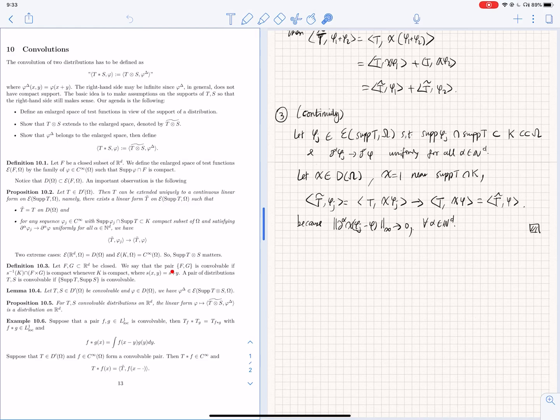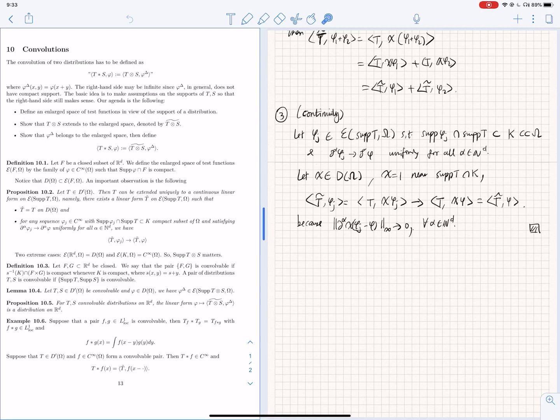Okay, it's a function of two variables. So this is a typo. This should be X plus Y. So we consider the inverse of S of a compact set. If the inverse of S of a compact set intersecting F times G, this is a product of the two sets, so this is a rectangle, this intersection is compact, then we say F and G is convolvable. A pair of distributions T and S is convolvable if the support of T and the support of S, this pair is convolvable, right? So this is our definition of convolvable.